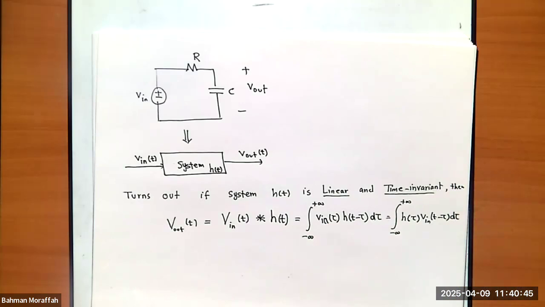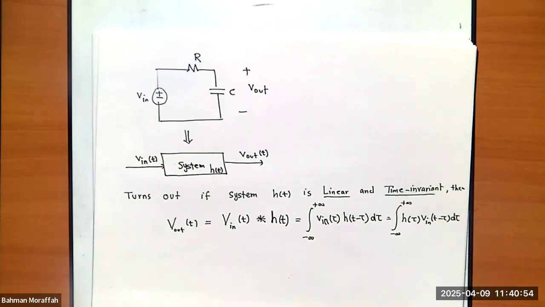But computing this integral can be very difficult. Because think about it: to compute this integral, I have to look at h of t, which is my system, take the inverse of it because I have negative tau, shift it by t, and then sweep it over the input and find the area underneath as I'm sweeping over it. It's quite difficult to do that, right?